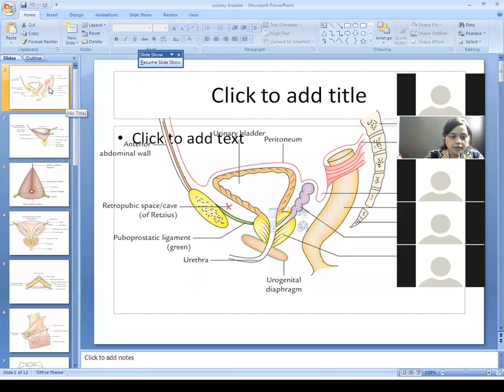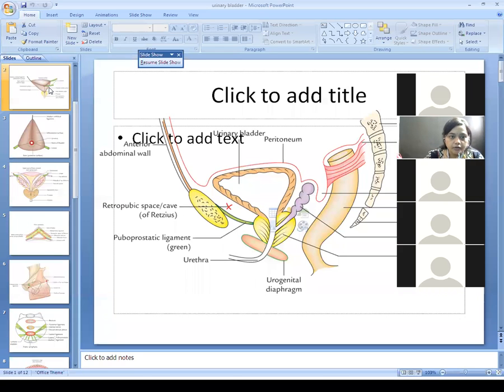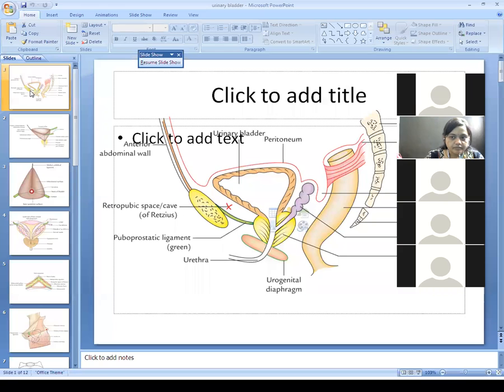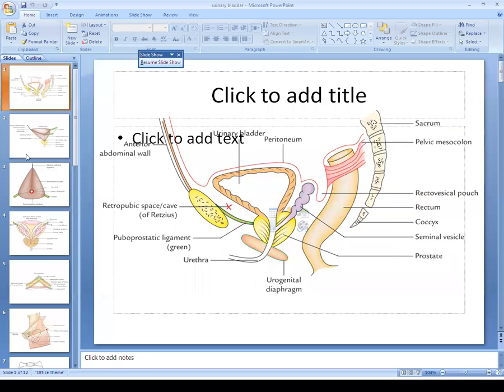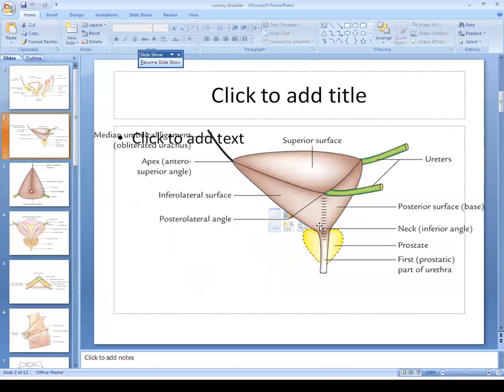So now we are going to study about the urinary bladder. So what is urinary bladder? So urinary bladder is the storehouse, a temporary storage for urine. It is a muscular organ which is situated in the pelvic cavity.